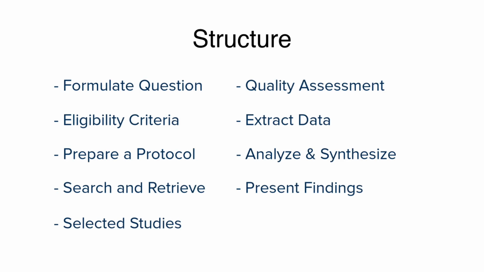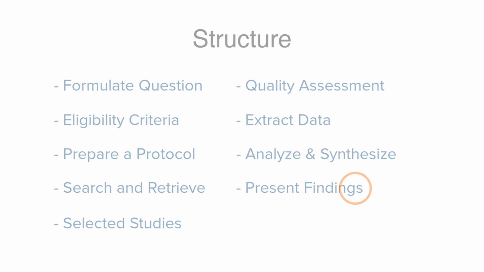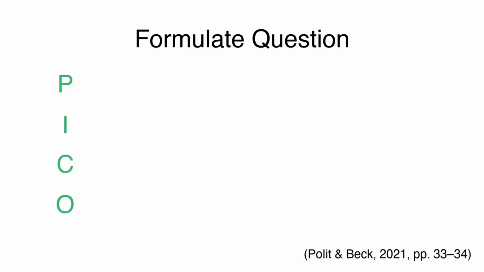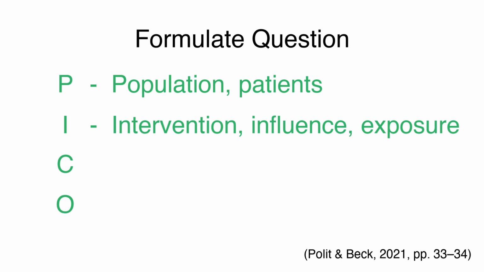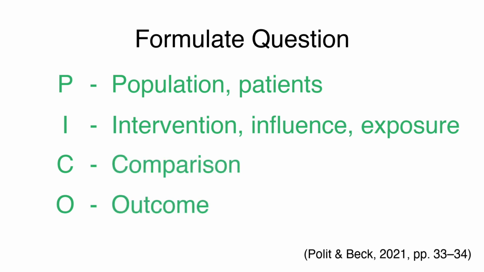As mentioned before, systematic reviews are conducted very similar to primary studies. Systematic reviews are developed from formulating the research question to presenting the findings. Let's consider each step. Like primary studies, systematic reviews can use the PICO question template. P stands for population or patients, I for intervention, influence, or exposure, C for comparison to the I component, and O for outcome. Timeframes are sometimes an additional component represented by the letter T.